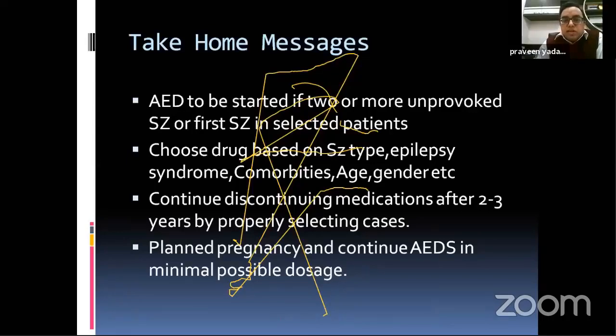AED should be started if there are two or more unprovoked seizures, or a first seizure in selected patients. Choose the drugs based on the seizure type, epilepsy syndrome, comorbidities, age and gender. Try continuing the medications for 2 to 3 years, and then select the patients and discontinue the medications over a period of 2 to 3 months, taper and stop. Plan the pregnancy, and continue anti-epileptic medications in pregnancy in the minimal possible dosage, preferably monotherapy with folic acid, which is recommended in pregnant patients. So I think we can conclude here and then we can take the questions.